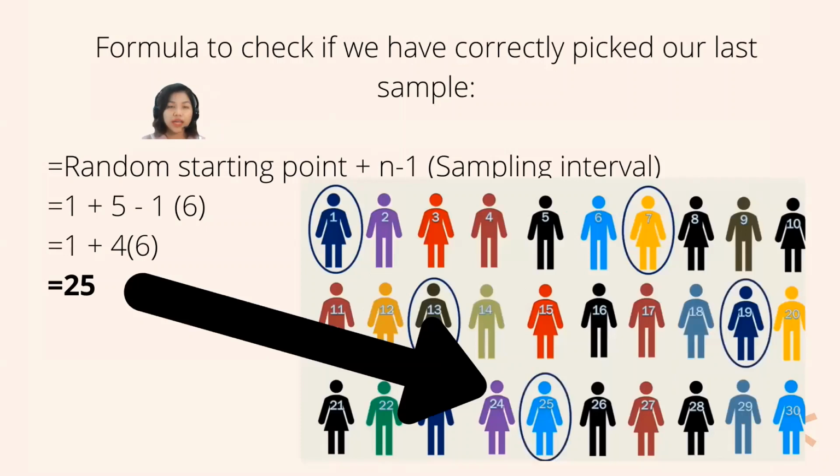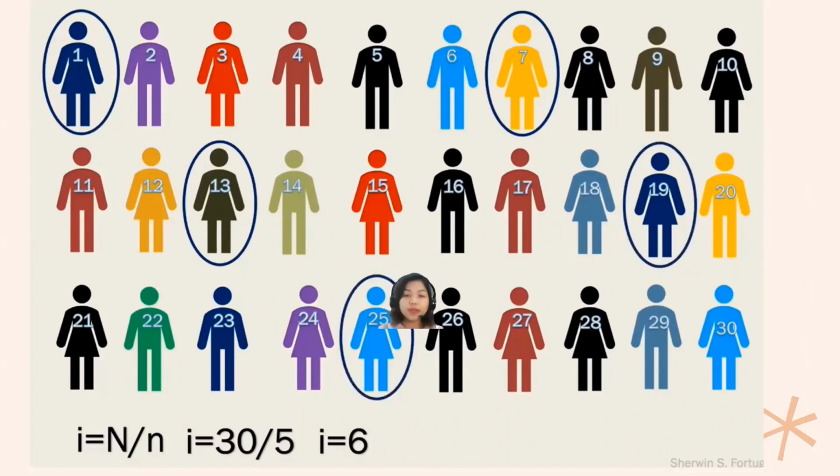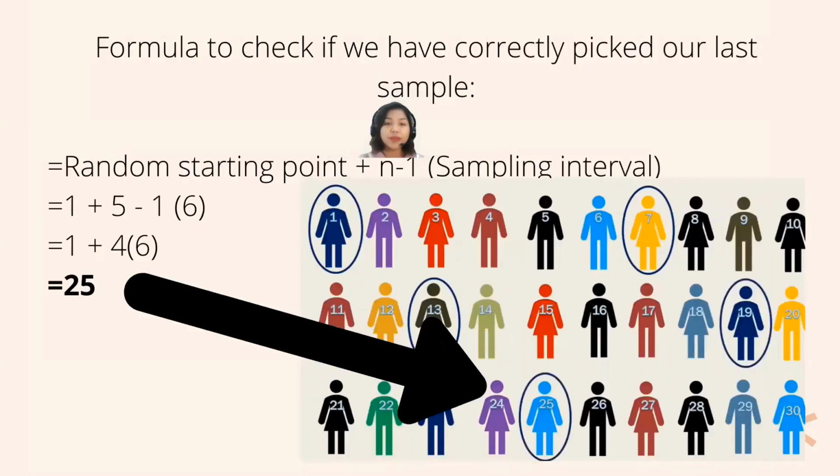So, here's the formula to check if we have correctly picked our last sample. Alam natin, ang ating last sample ay si 25. Paano natin malalaman na tama yung ginagawa mo, dapat mag-end ka sa 25th. So, we need to use this formula: random starting point plus the sampling interval, n minus 1. So 1, which is our random starting point, plus 5, which is our sample size, minus 1 times 6. So 1 plus 4 times 6 is equals to 25. Yan po ang tamang proseso ng pag-check kung tama ba yung pinili natin na sample size. Thank you so much and be deeply blessed.